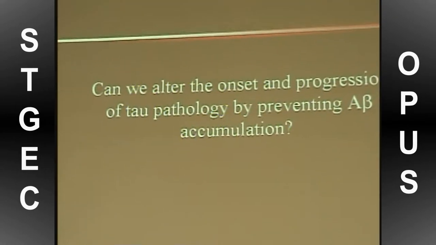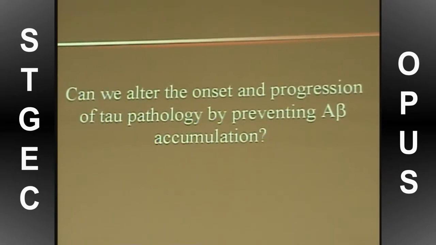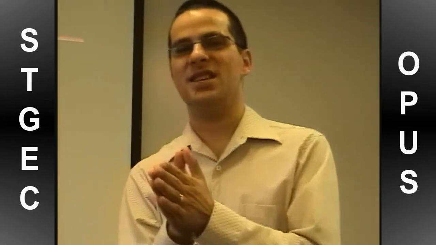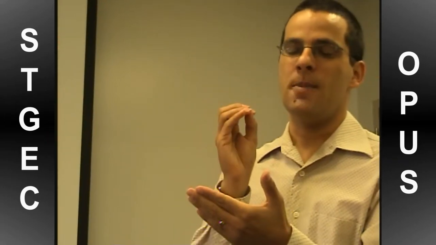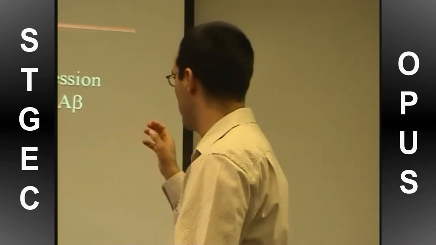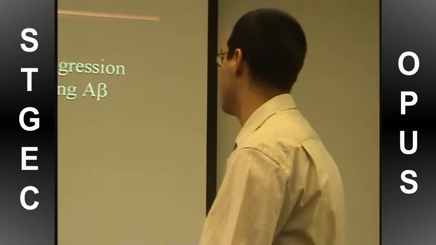The second part, now we want to determine if we can alter the onset and progression of tau pathology by preventing A-beta accumulation. So again, this is at the basis of several clinical trials where people use gamma secretase inhibitors, for example, which will block the production of A-beta 42. And so here we have an animal model where we can actually test this. We can determine what happens to the onset and progression of tau pathology if we block A-beta production.